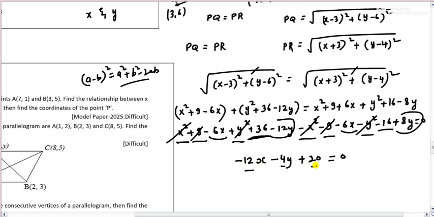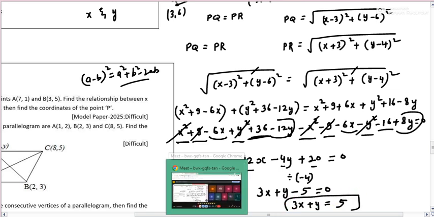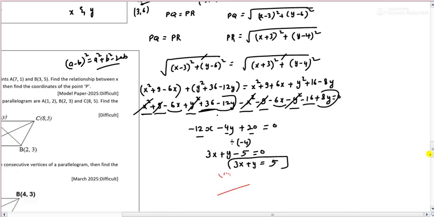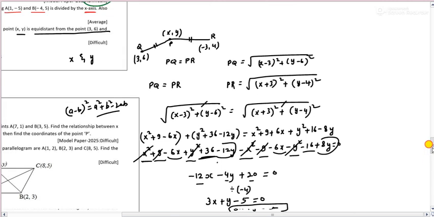Now, sir, throughout they all are there in the table of 4. So I'll divide it by minus 4. I'll get here 3x, plus y, minus 5 equals to 0. So the relation is 3x plus y equals to 5. This is the relation between x and y. Understood? Any doubt? So this is a very important question.